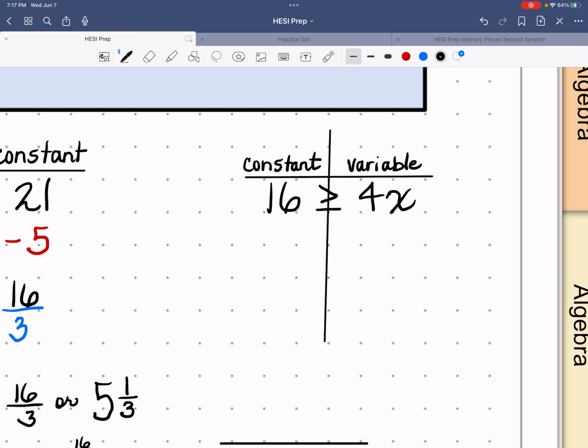So we're going to divide both sides by 4. That's the only thing that needs to move. And we're going to have x over here. That's what we want. And over here we have a 4. So 4 is the biggest that x could get.